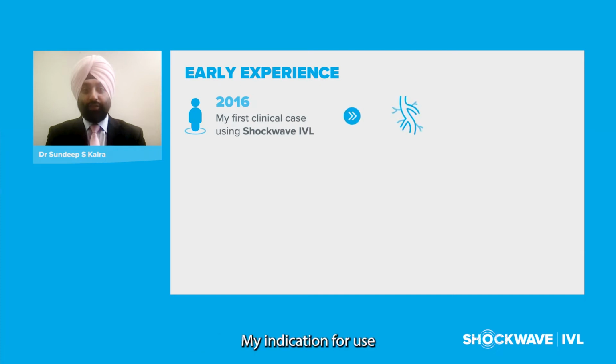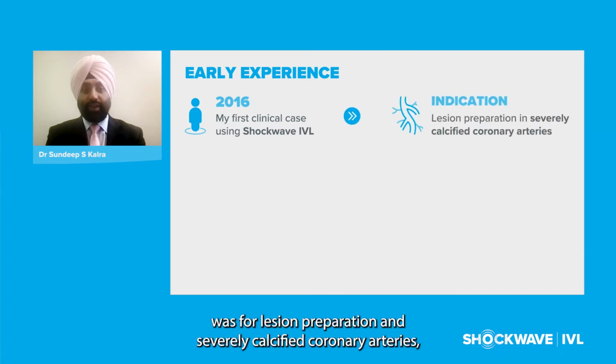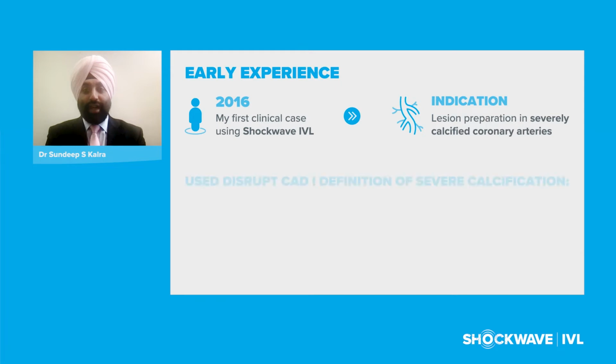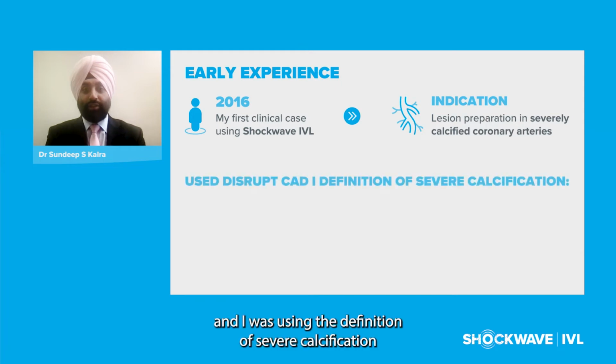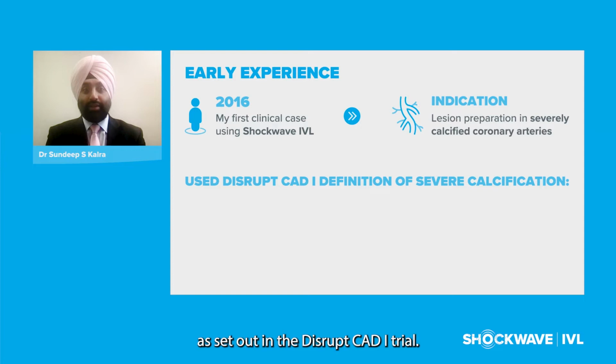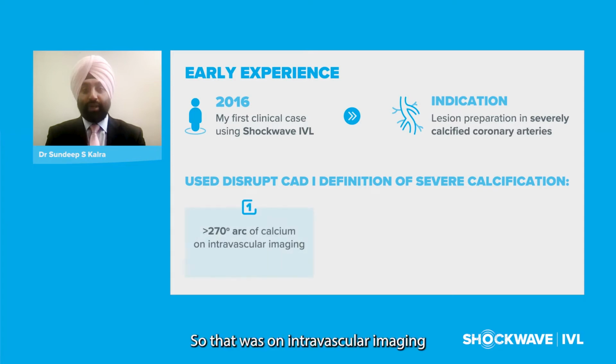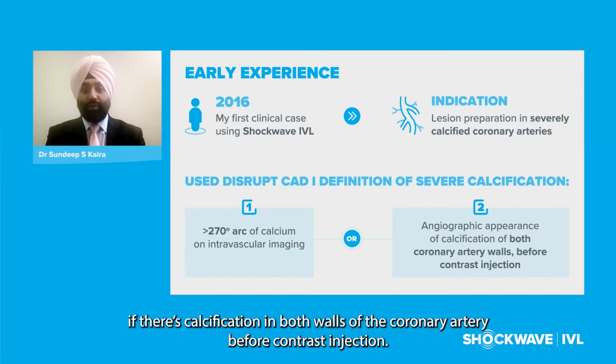My indication for use was for lesion preparation in severely calcified coronary arteries, and I was using the definition of severe calcification as set out in the Disrupt CAD1 trial. So that was on intravascular imaging if there's more than a 270-degree arc of calcium, or on angiographic appearance if there's calcification in both walls of the coronary artery before contrast injection.